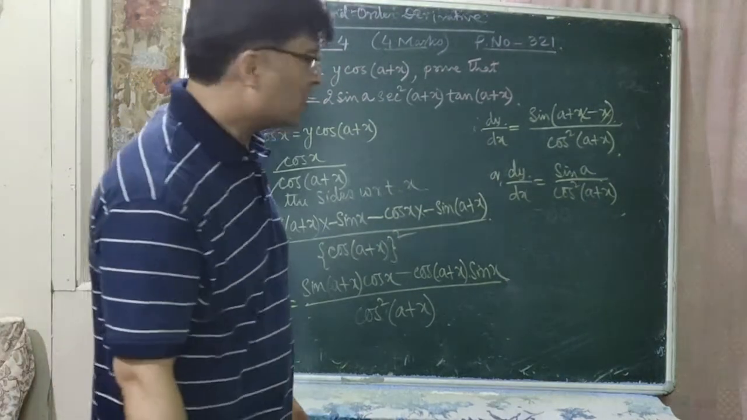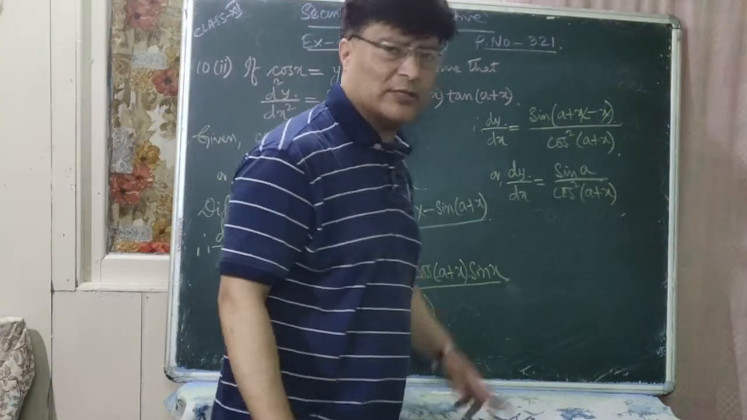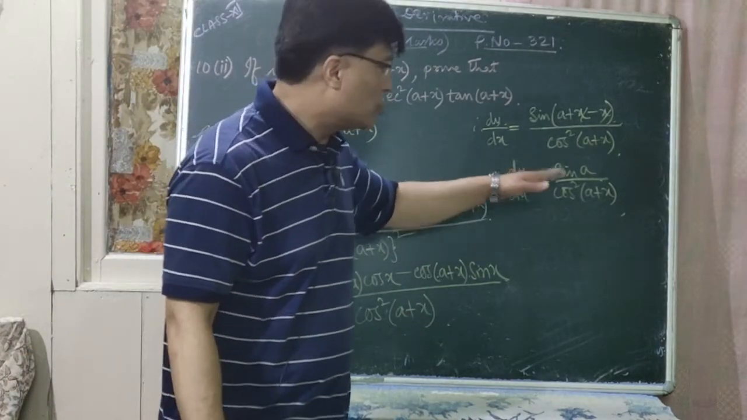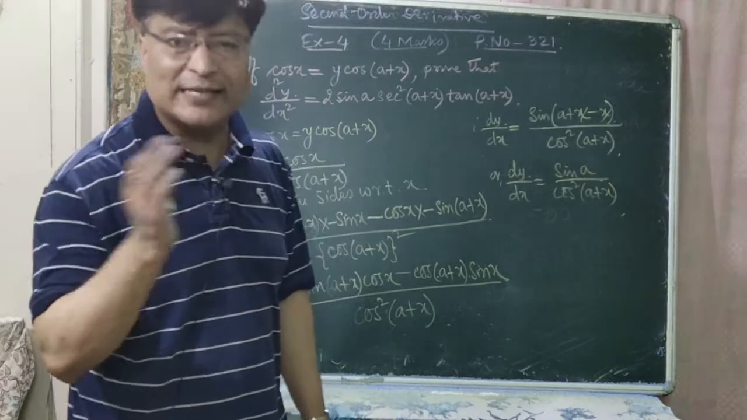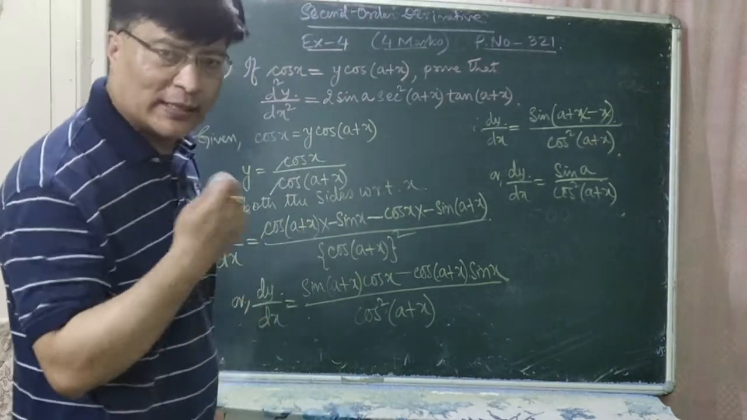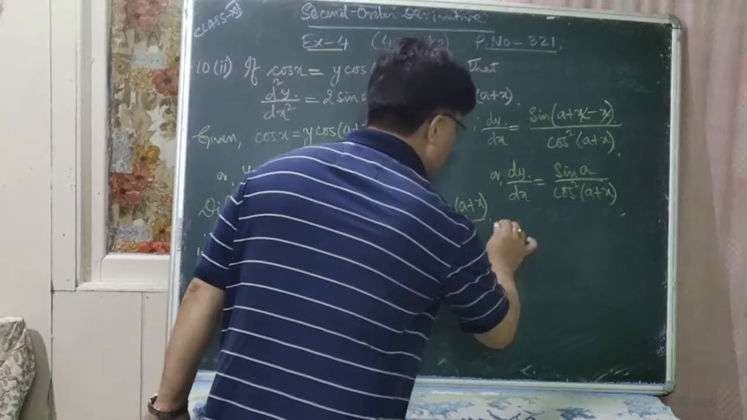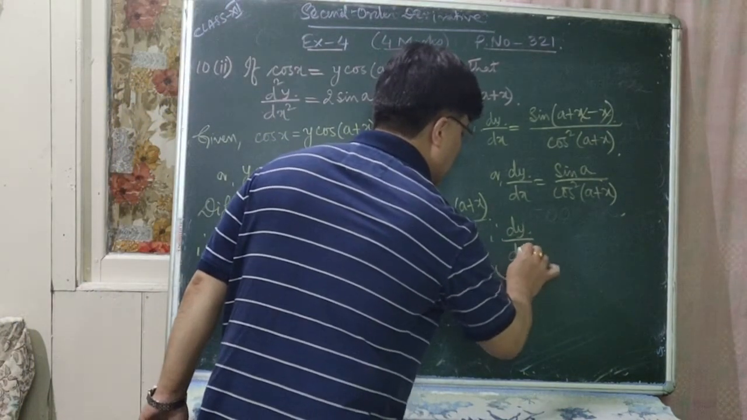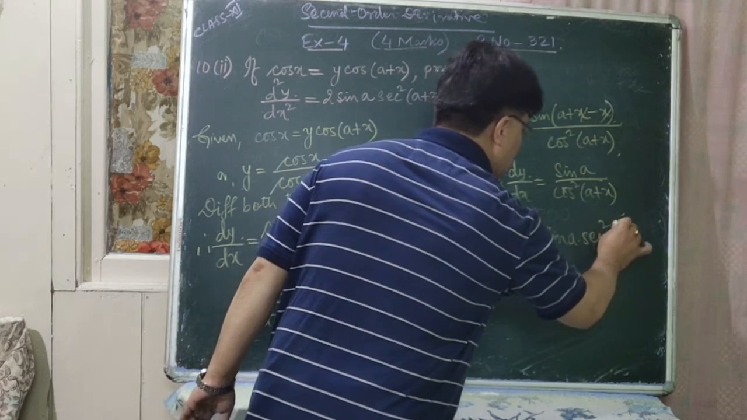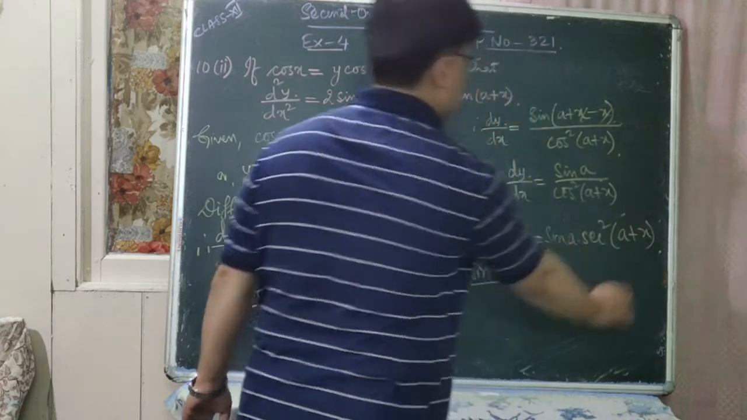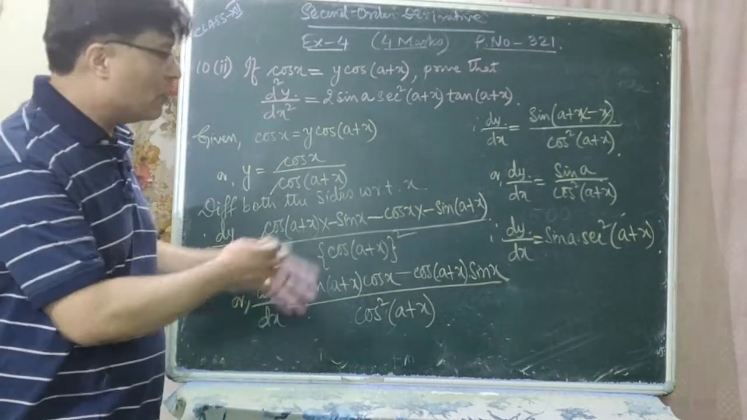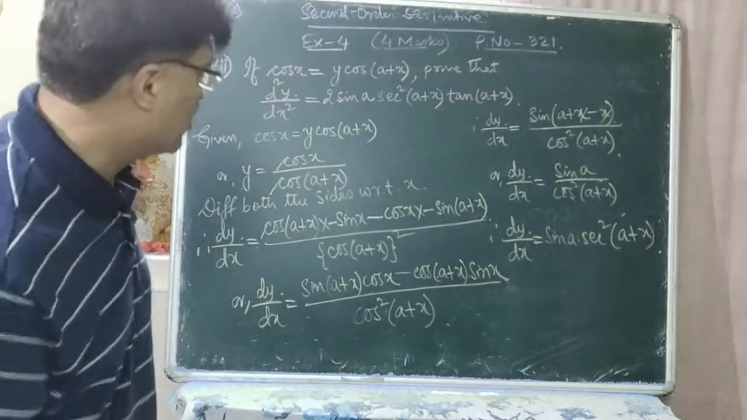Since sine a is constant, which is the numerator, and the variable is in the denominator, you know that 1 by cos square means sec square, isn't it? 1 by cos is sec. So what is 1 by cos square? It is sec square. So you can write it in the numerator, so dy by dx is equal to sine a into sec square of a plus x. So first of all, you make it sec square a plus x. Now you can differentiate both the sides with respect to x.